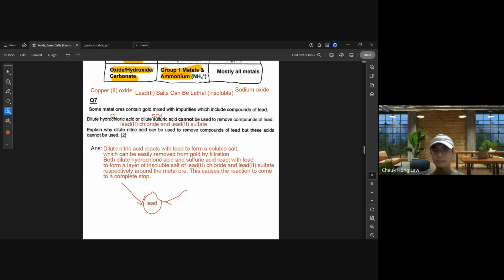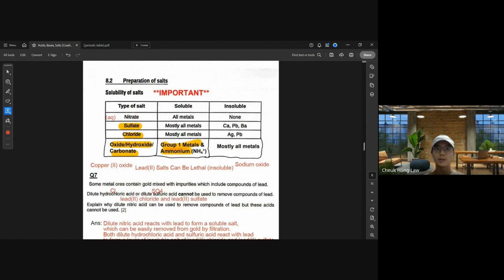Is this the same as aluminium oxide insoluble layer? Yes, it's the same. As long as it's insoluble in water, there will be a layer formed, right? And you look at aluminium oxide, we compare it to the solubility table, right?